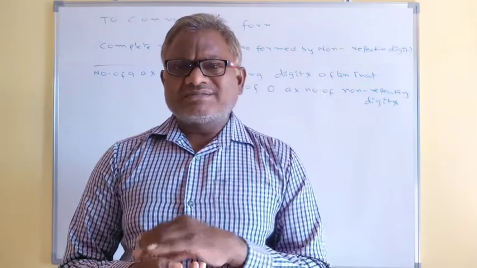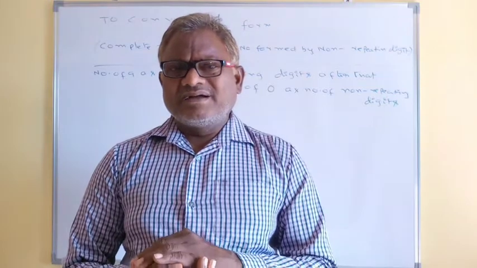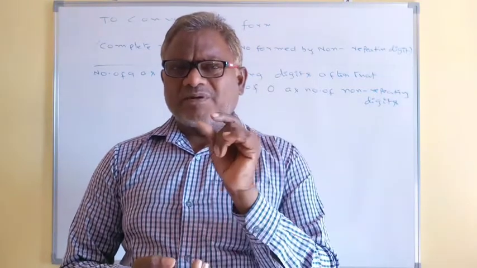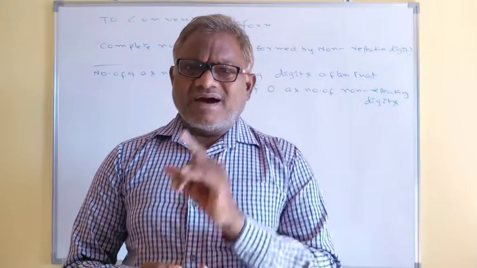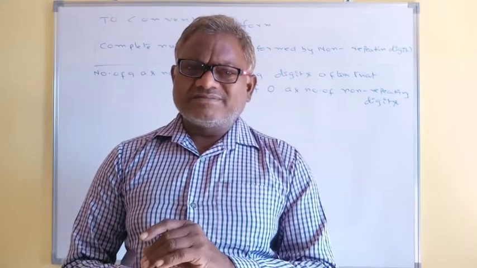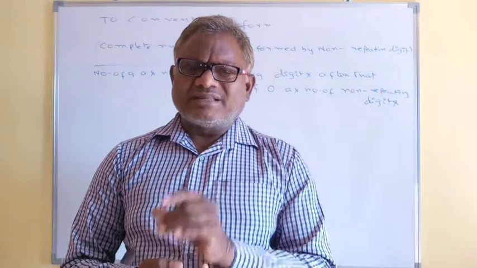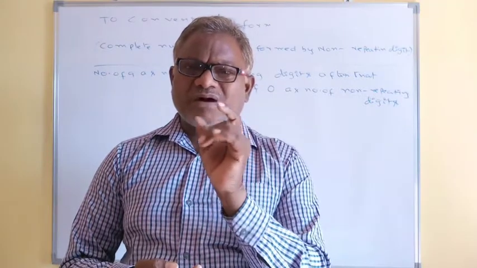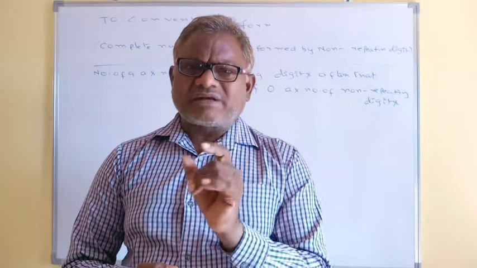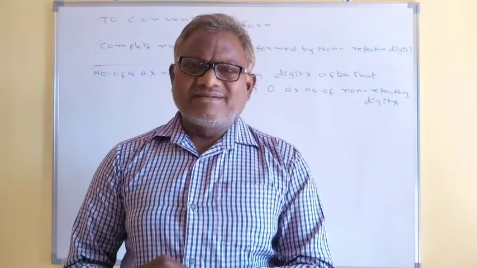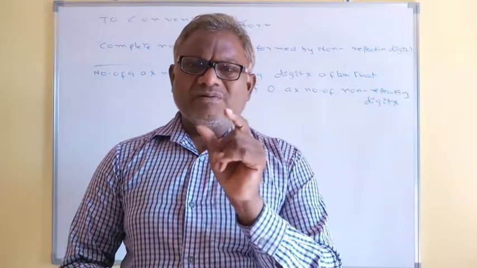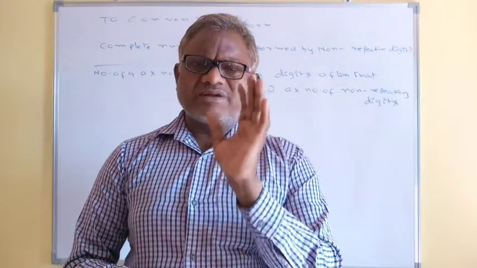Rational numbers are nothing but numbers of the form p by q, where q is not equal to 0 and p and q are integers. At the same time, p and q have no common factors except 1.